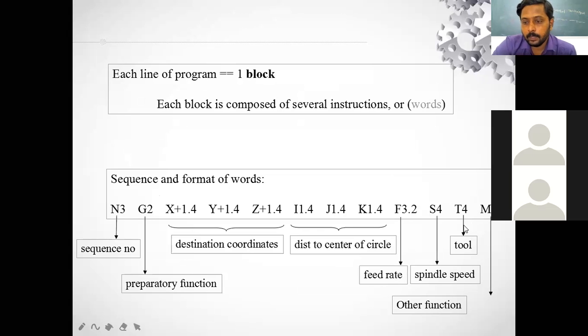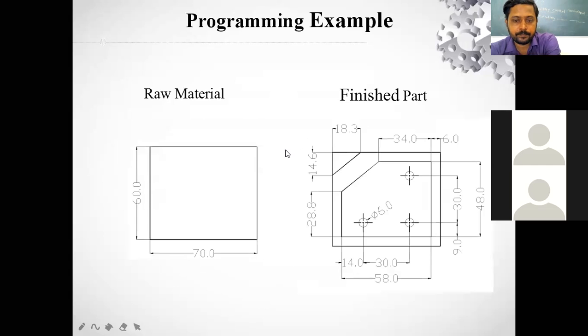T is for tool, which tool is going to be used, and miscellaneous function, that is M, other functions we can give as a part of this complete block. So this is how each line of the program, called a block, is composed of different functions, numbers, coordinates, and different parameters that we have to consider. I hope you understood this part, the block part.